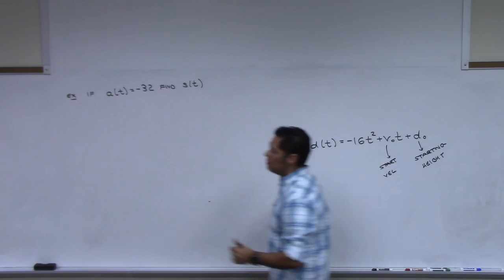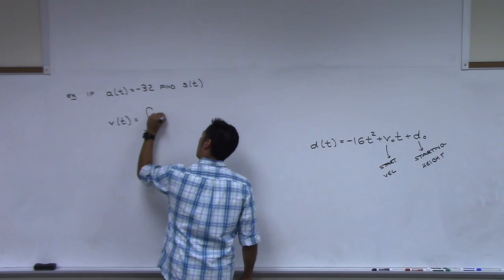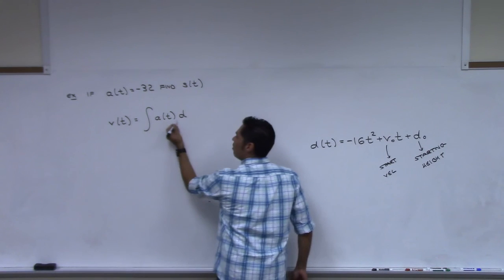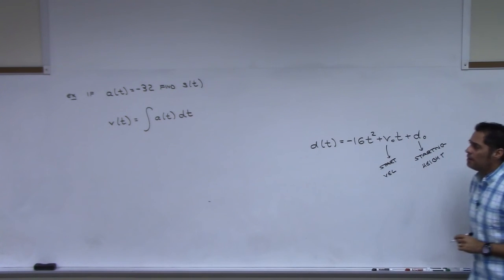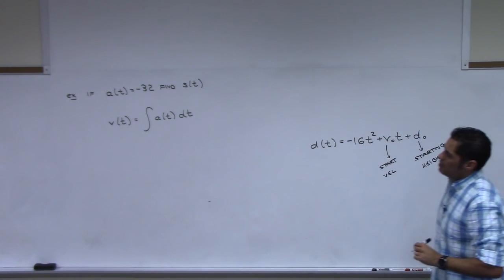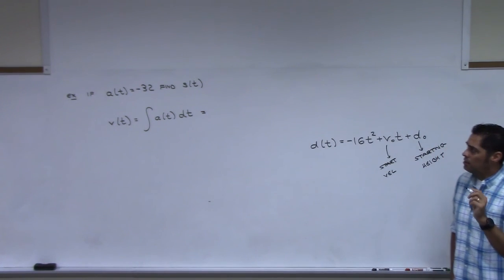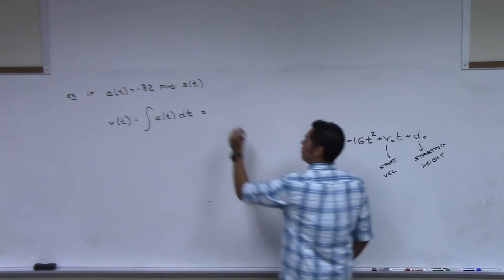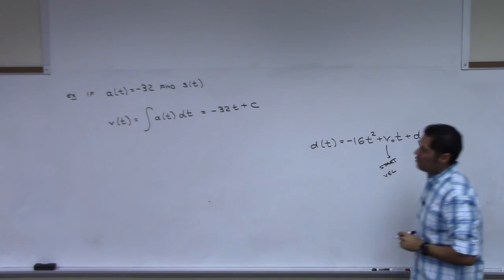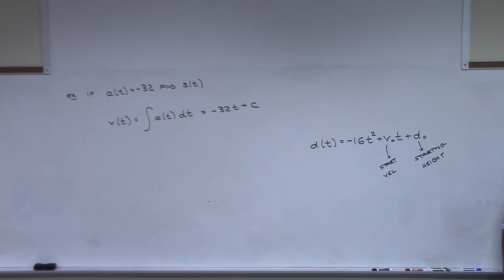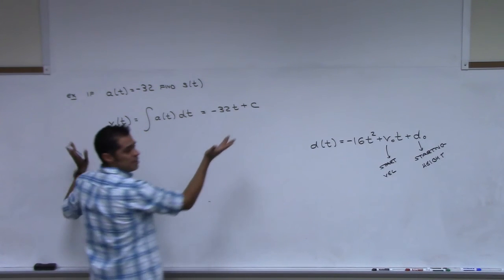Okay, let's do it. What would v of t be? Well, that would be the antiderivative of a of t with respect to, what's our d here? d what? dt, not dx, because our independent variable is t. Now what is the antiderivative of negative 32 with respect to t, not x? Negative 32t plus some constant. That I don't know. That's the best I can do. I don't know what c is at all.